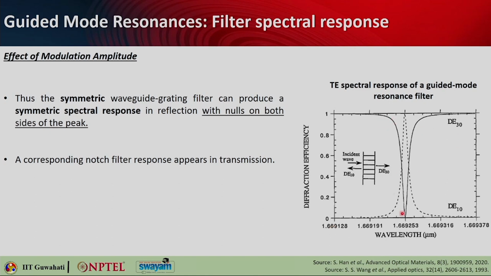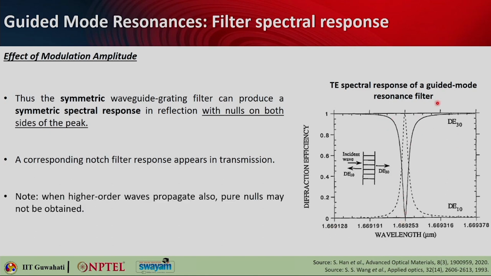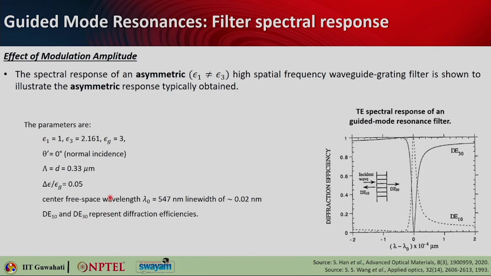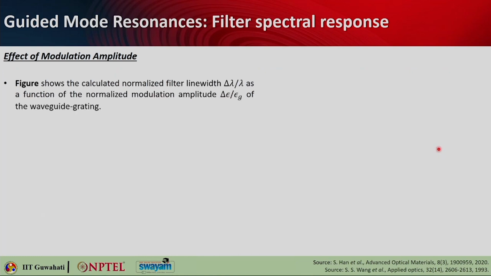And if you see the transmission, you get a very beautiful notch filter. If you allow the higher order waves to propagate, you will see that pure nulls may not be obtained. One of these legs will be asymmetrical and different. So, if you look into an asymmetrical filter where epsilon 1 is not equal to epsilon 3, with these parameters, surely your spectral response is not symmetrical and you do not have a perfect null on both sides.